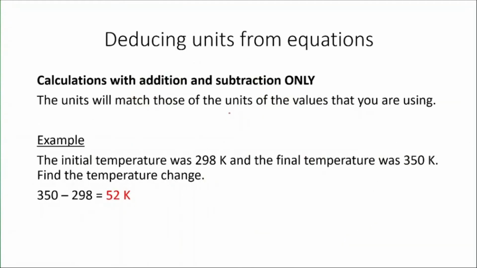Moving on then to how we deduce our units from equations. We're going to deal with addition and subtraction only first. If you're doing addition and subtraction, you must make sure that your units are the same for the two numbers that you are working with. And in that case, your units will always match those of the values. So let's say we have an initial temperature of 298 Kelvin and a final temperature of 350 Kelvin. To find the temperature change, I'm simply doing 350 minus 298. They're both in Kelvin, so therefore my answer is in Kelvin, 52 Kelvin.